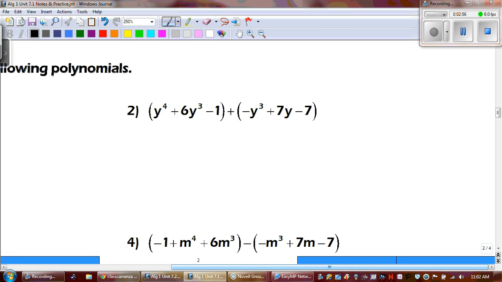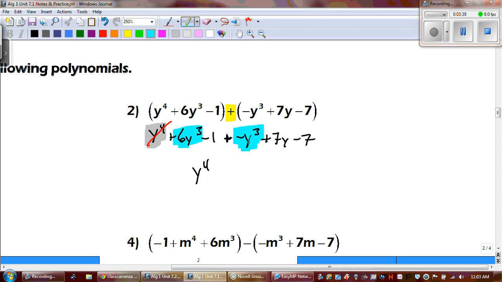All right, let's do 2. Now, the first step, people get confused with this. It's a positive. We always want to look here. That's a positive, so to get rid of it, we distribute a 1, but everything stays the same, so we can just write it down. That's a negative y cubed plus 7y minus 7. Highest exponent first, standard form. Y to the 4th, there's nothing else there. There we go.